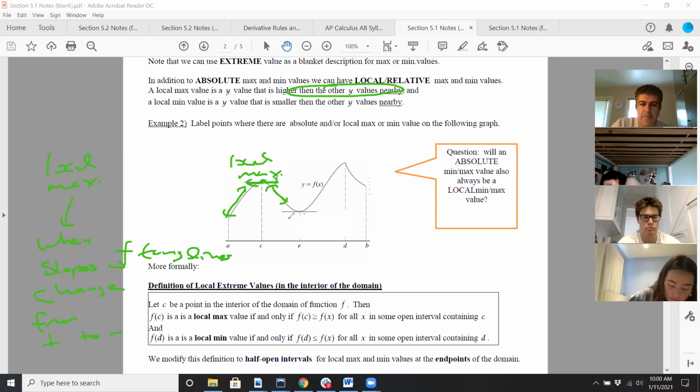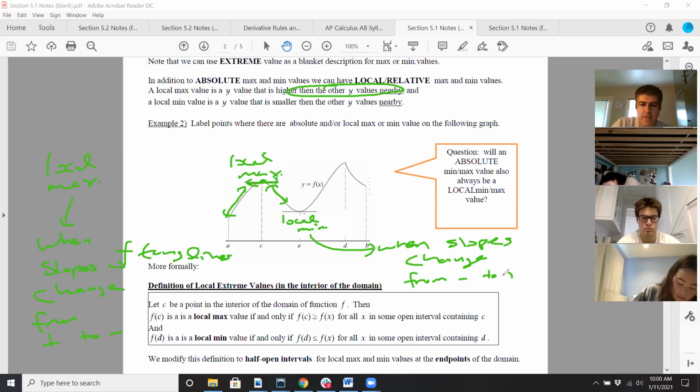Local min is going to be the other way around. We'll call this the local min right here. And a local min is when the slopes, and you guys know what I mean, slopes of tangent lines, I won't write that again, the slopes change from negative to positive. So here you have negative tangent lines, a horizontal, and then a positive. It's kind of like a roller coaster. You go down, then you level off, then you go up again. We call that a local min. It may not be the lowest possible y value in our domain, but it looks like a low point nearby.